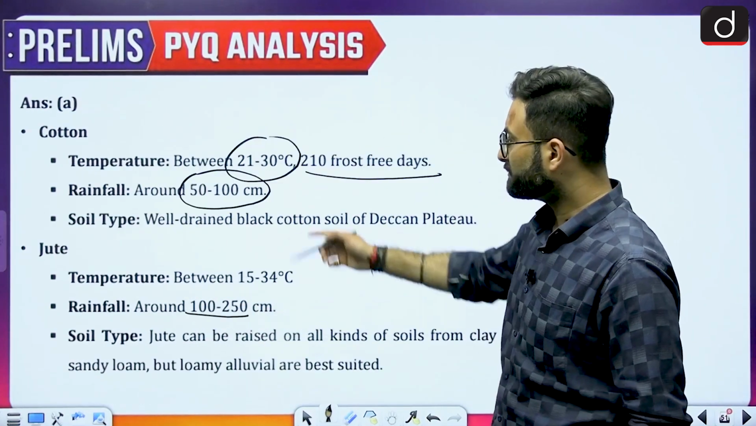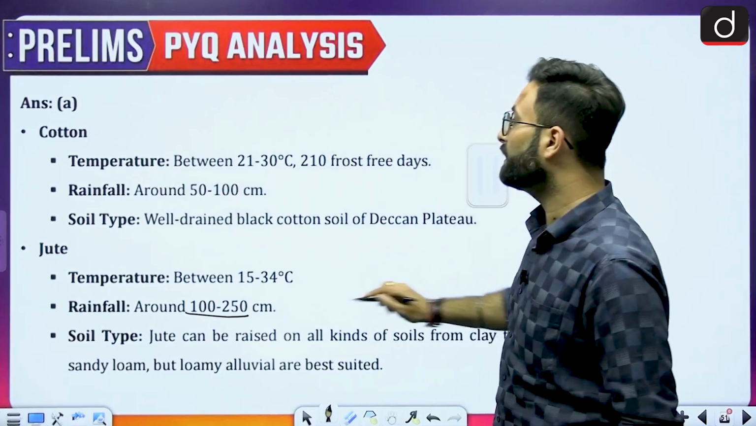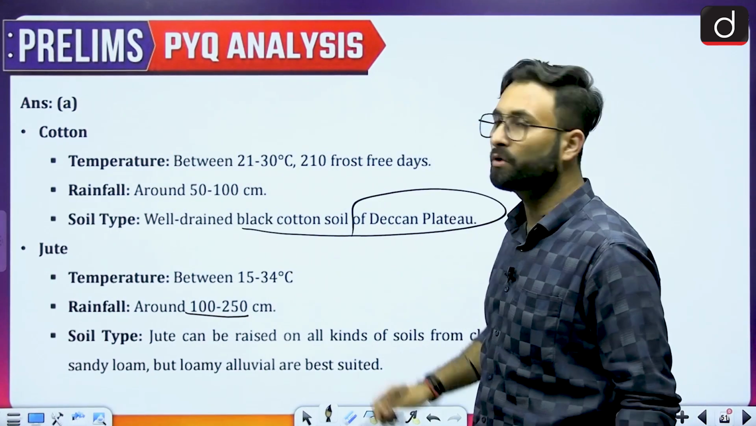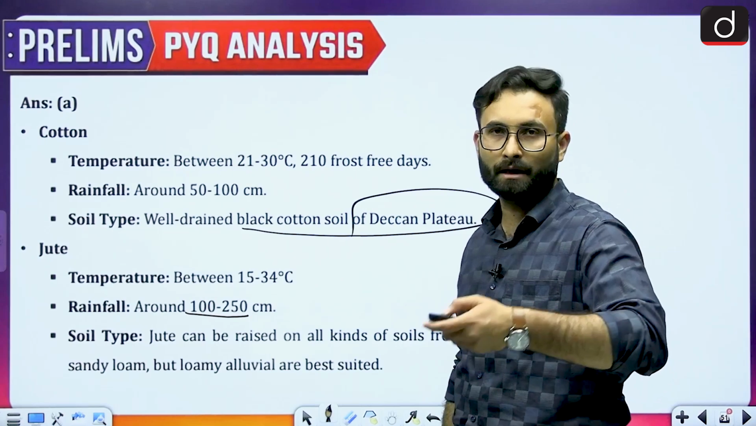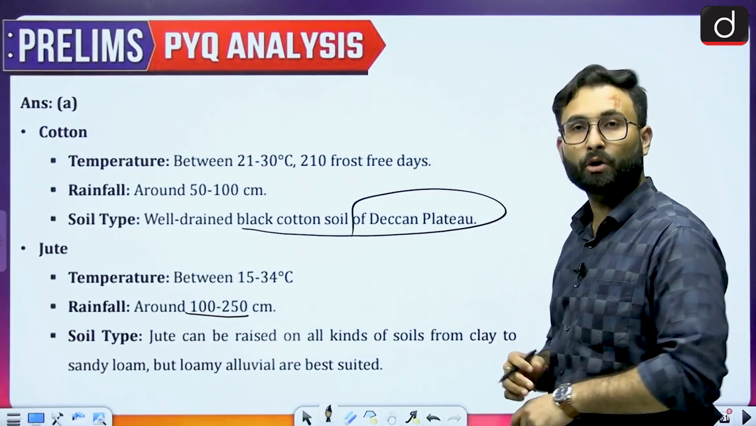Other than that, when we talk about the soil type, that is well drained black cotton soil of the Deccan Plateau, which we know that when we talk about cotton production, the Deccan Plateau is the area where we have black cotton soil or the black soil.